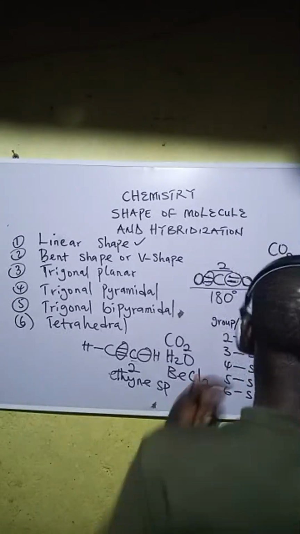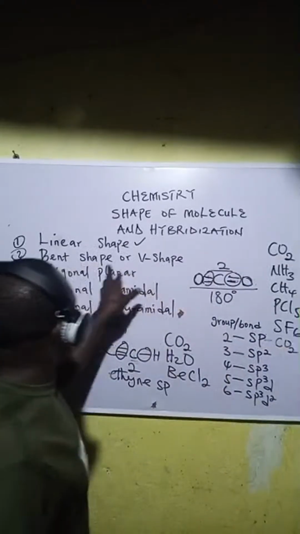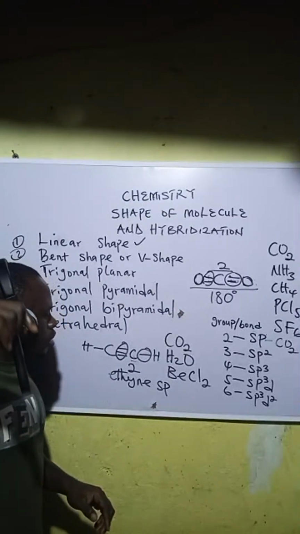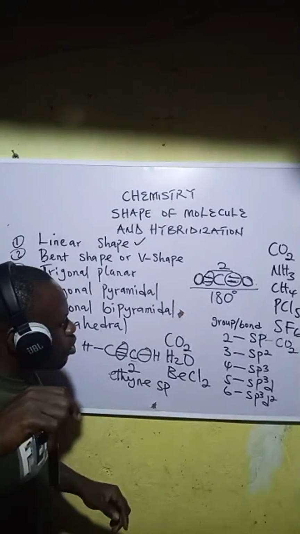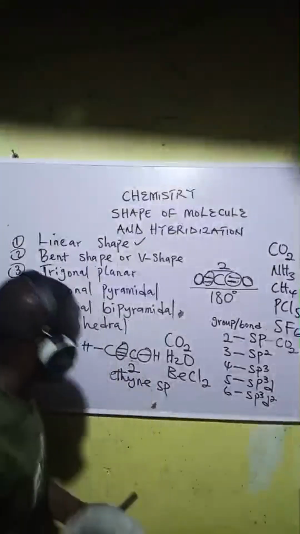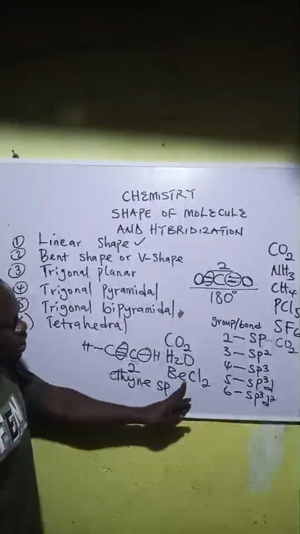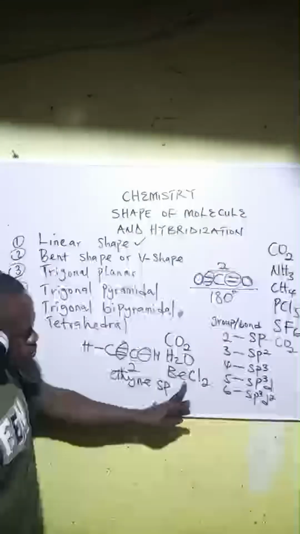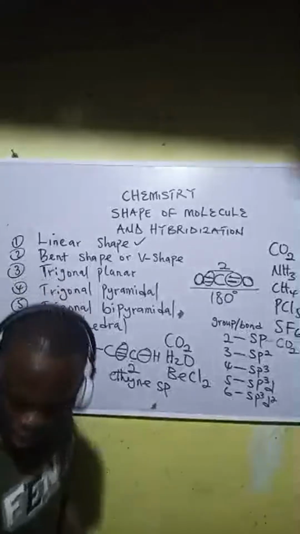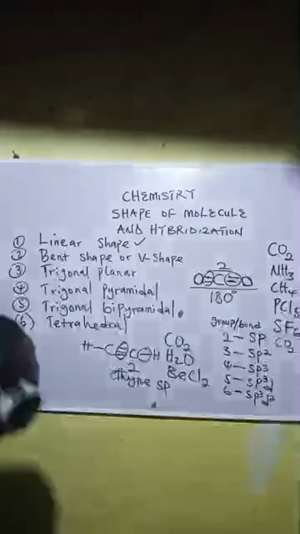Now let's go to the second one. The second one is what? Bent shape or V shape. I told you that bent shape or V shape. Okay, we have looked at this one. If you look at this beryllium, look at this beryllium chloride. Let's look at what will happen here.